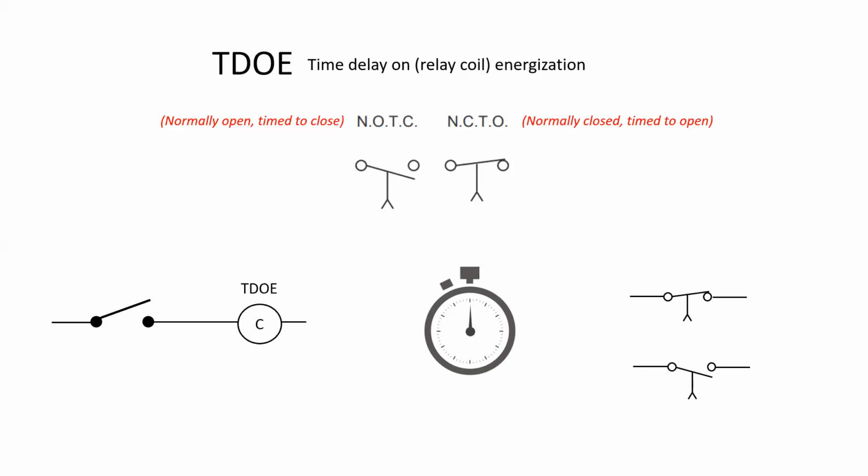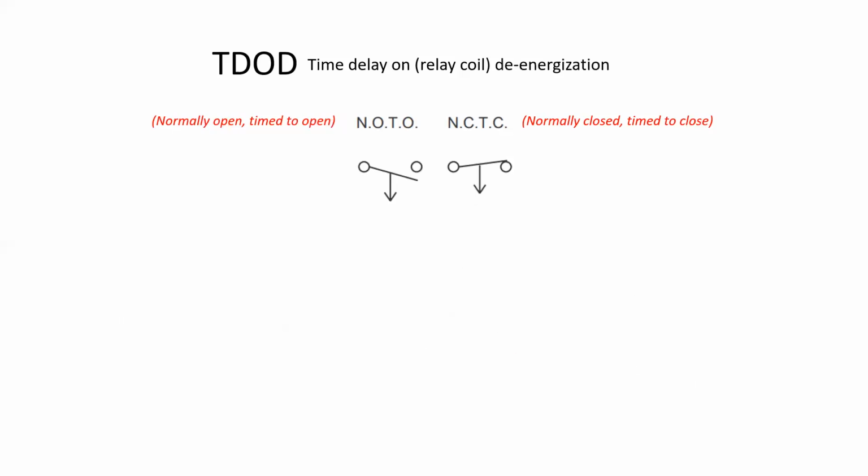By contrast, a TDOD is a time delay on relay coil de-energization. We have normally open and normally closed. NOTO on the left side means normally open, timed to open. And NCTC represents normally closed, timed to close. So let's see how this one functions.